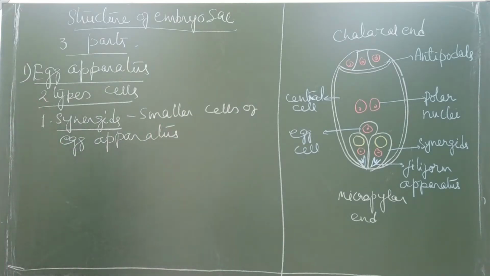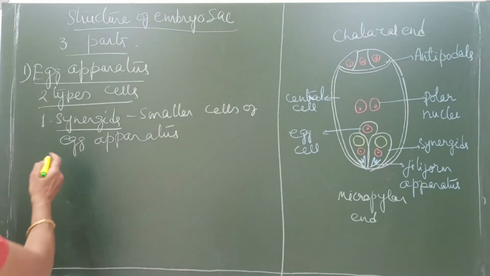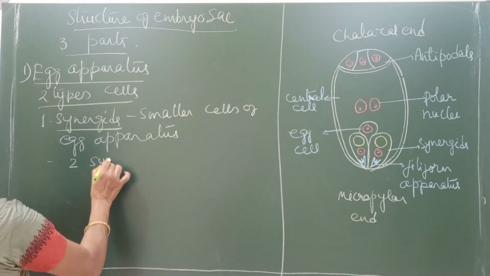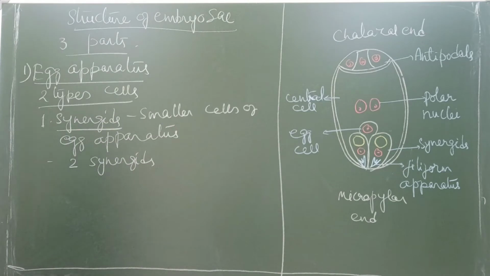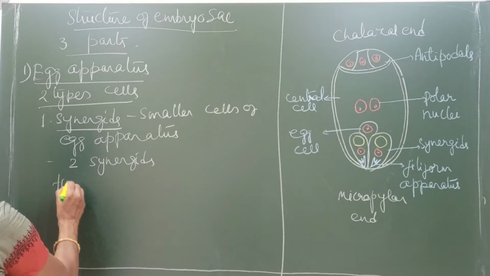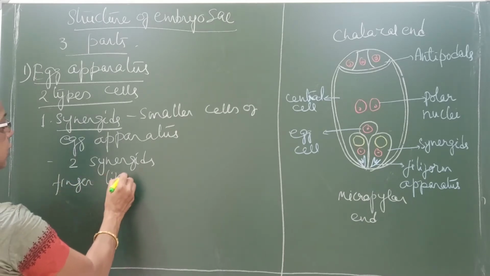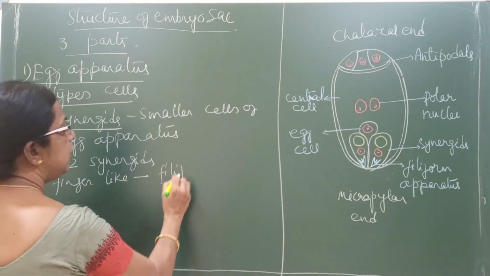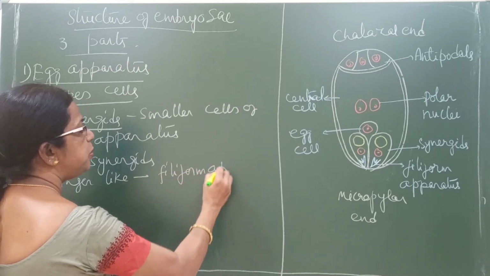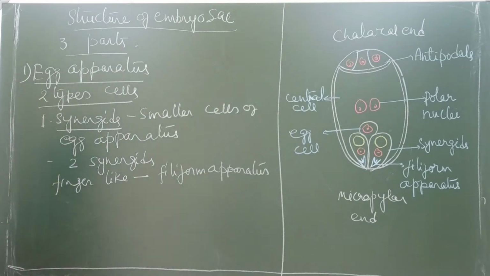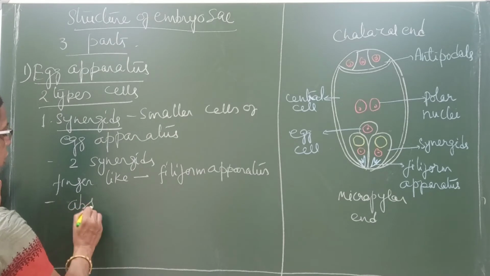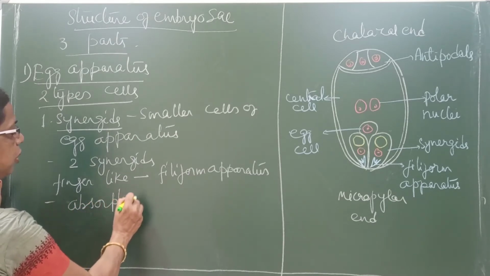As we can see, there are two synergids present, and these synergids have special finger-like structures, which are called filiform apparatus. This filiform apparatus helps in absorption of nutrients.